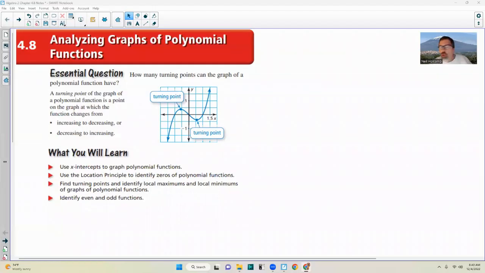Okay, welcome to chapter 4.8, analyzing graphs of polynomial functions. The essential question for this section is: how many turning points can a graph of a polynomial function have? A turning point of the graph of a polynomial function is a point on the graph at which the function changes from increasing to decreasing or decreasing to increasing.